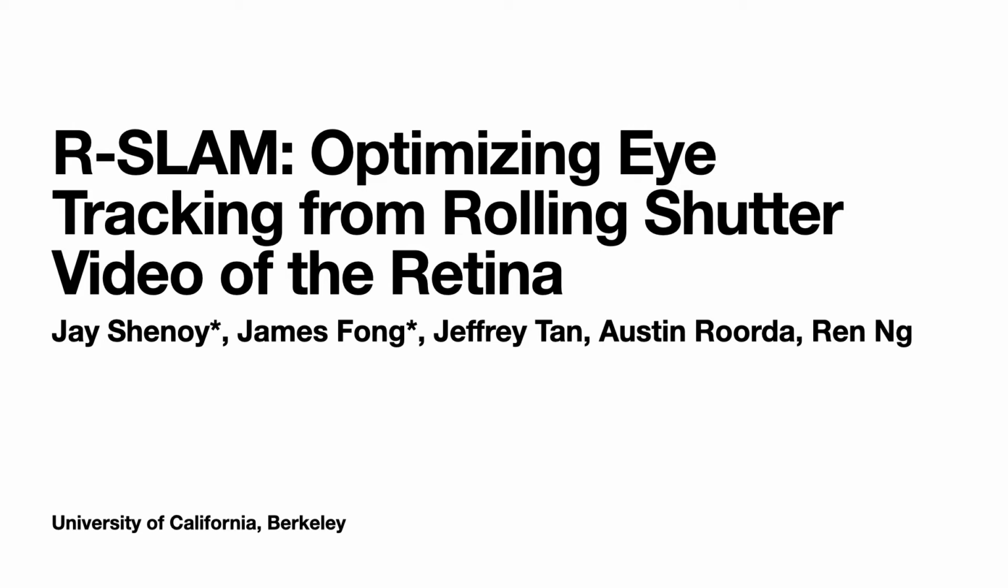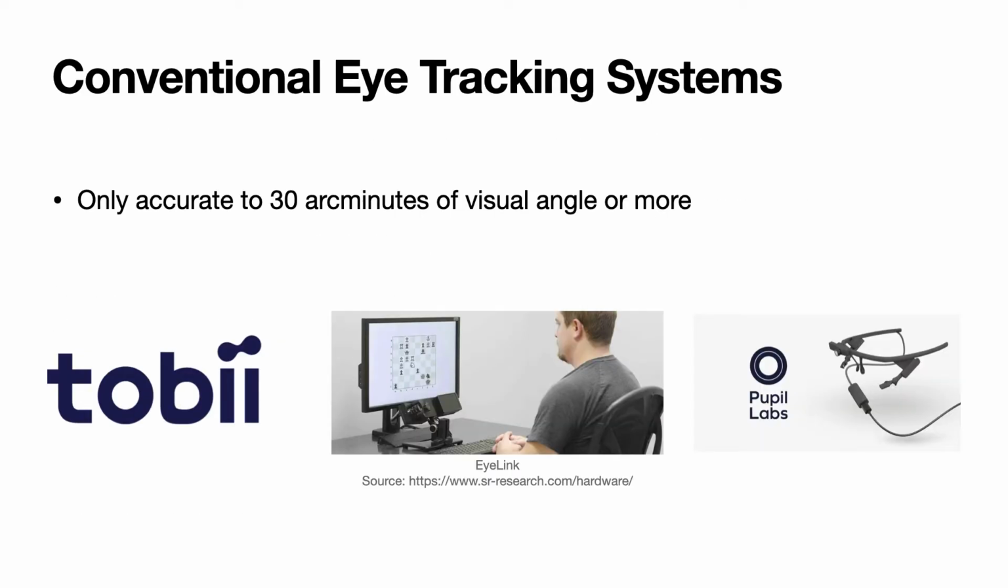We present RSLAM, a computational imaging system for arcminute accurate eye tracking using video of the human retina. In this work, we introduce AOSLO-based eye tracking to the computer vision community, improving upon prior methods developed in the field of biomedical optics. For context, most conventional eye tracking systems are only accurate to 30 arcminutes of visual angle or more, making them ill-suited to resolve eye movements like microsaccades and fixational drift.